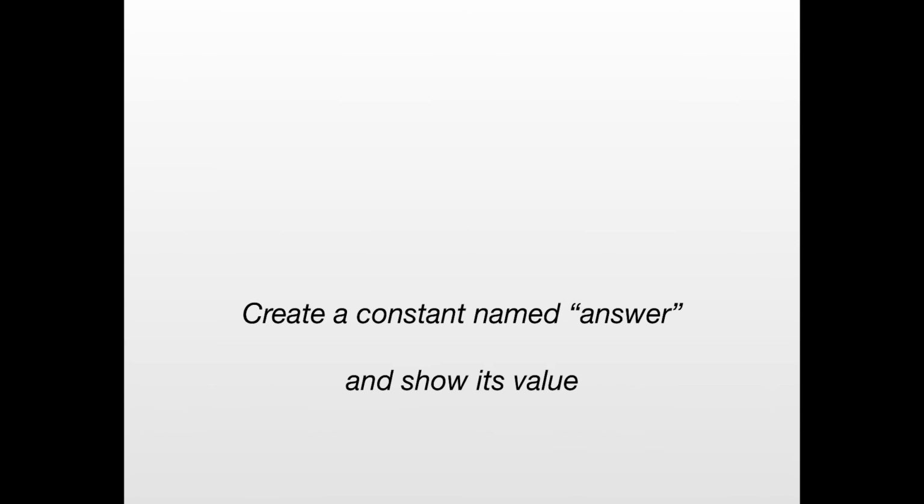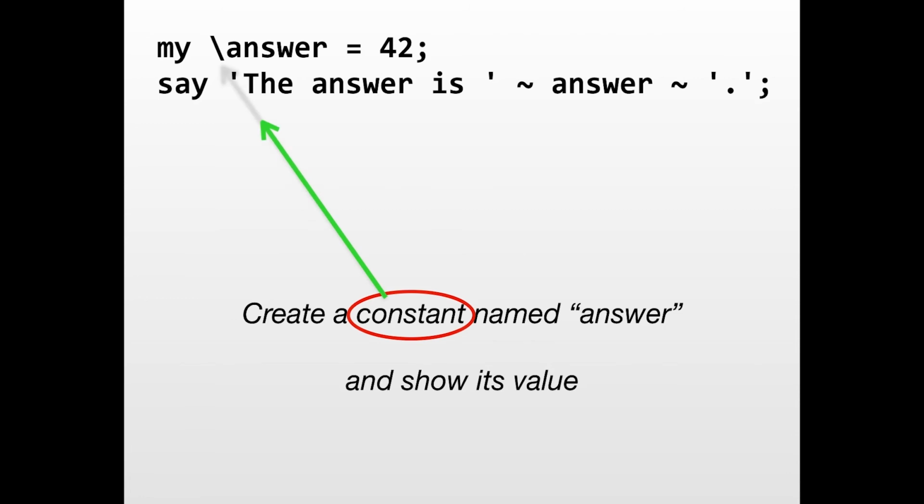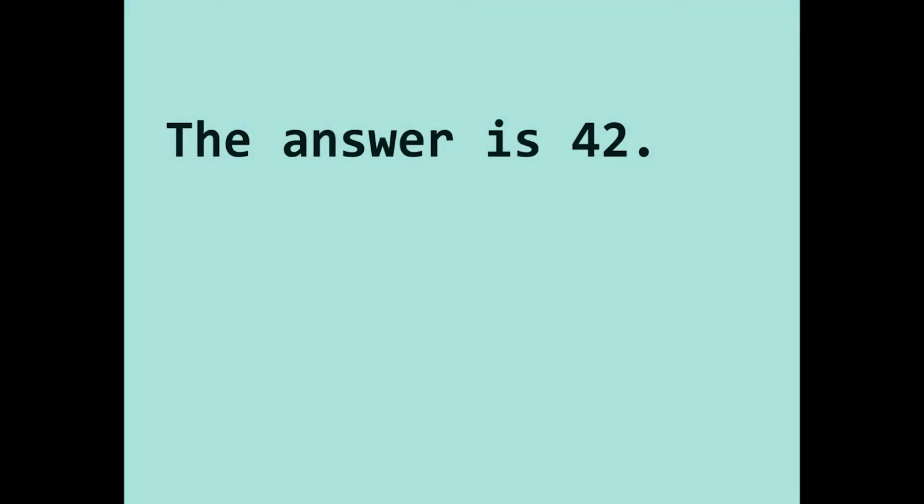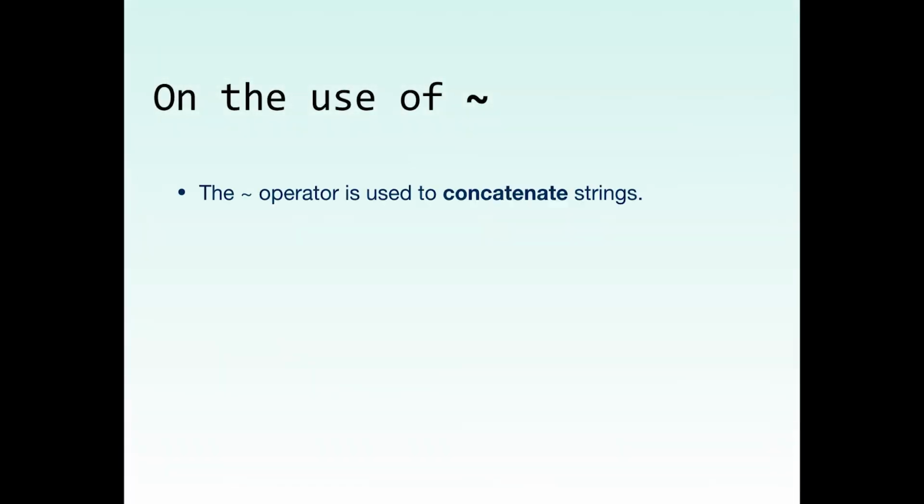So what if I want to create a constant named answer and show its value? It looks like this. The constant is created by using the backslash as the sigil, and answer is the name of the constant, and we can show its value. Now, if you look carefully, it's not that easy to actually show something that has no sigil in a double quoted string. So we have to do something here with the tilde operator. And the tilde operator is basically what we use in Raku to concatenate strings.